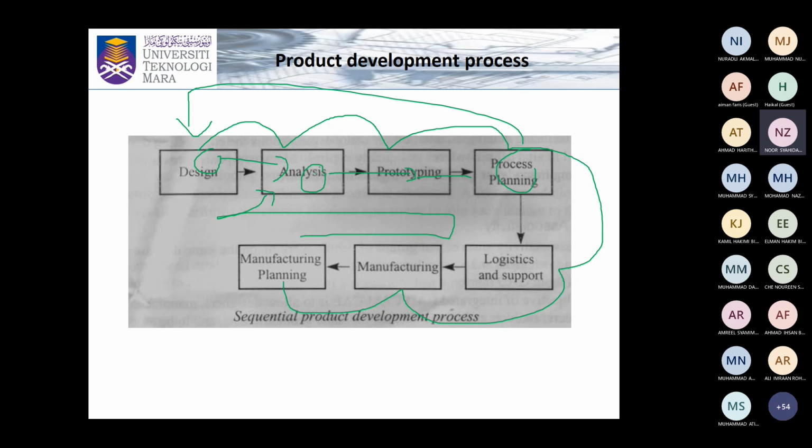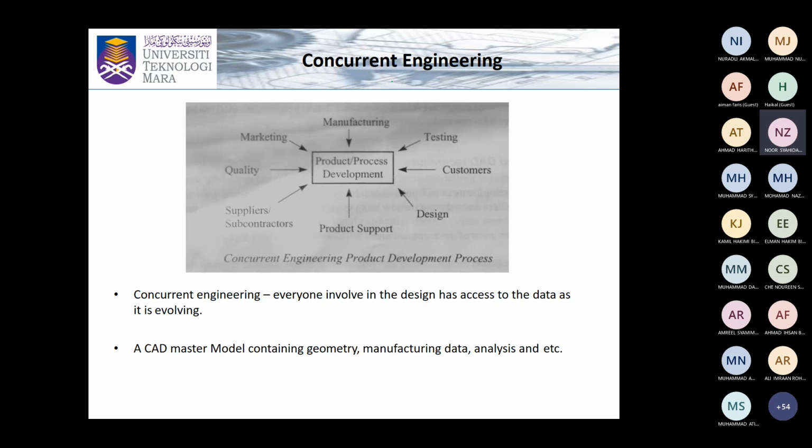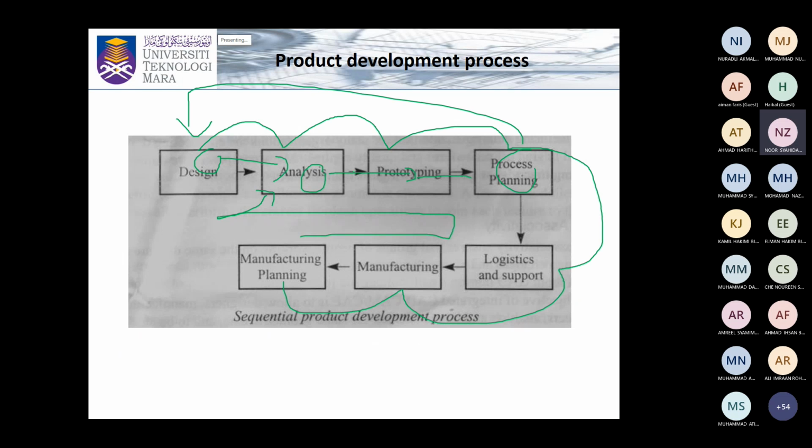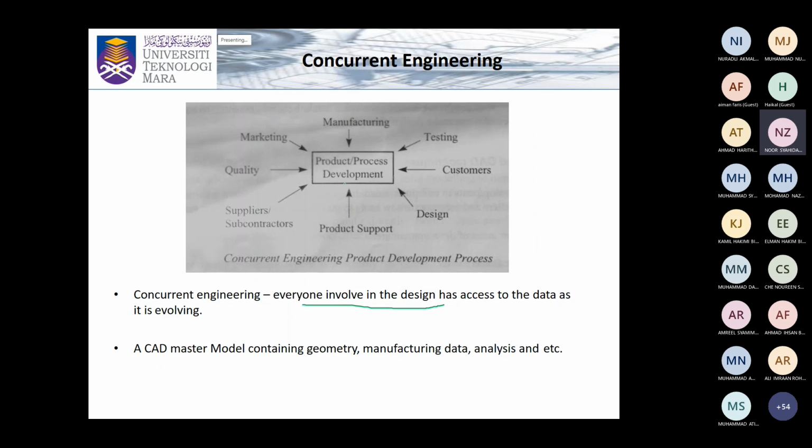So this was the initial process. Now in a concurrent process, everyone involved in the design has access to the data of the product evolvement or development in one go. Here it's one after another, here it's one go. So if you're making a car, it means the marketing person already knows what car you're going to make, how to market it. The quality control person knows what kind of quality control measures you need to take for that car so that you ensure everything goes well. The financial person knows what is the costing that is needed for the development and manufacturing of the car.